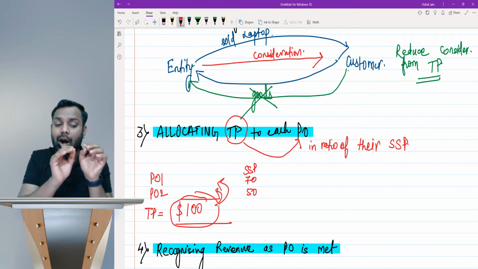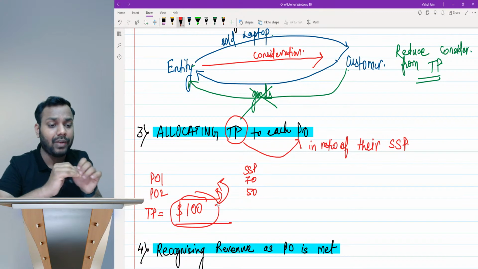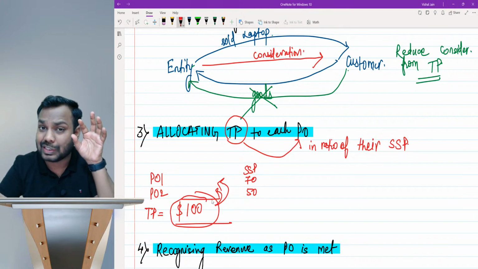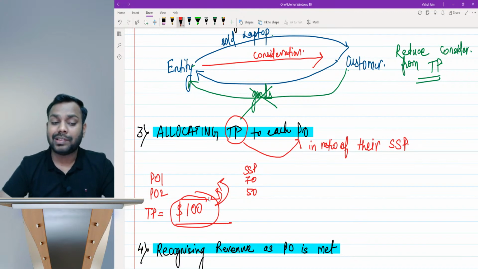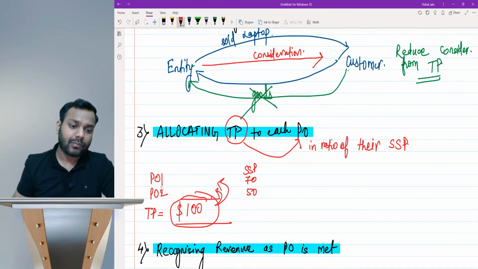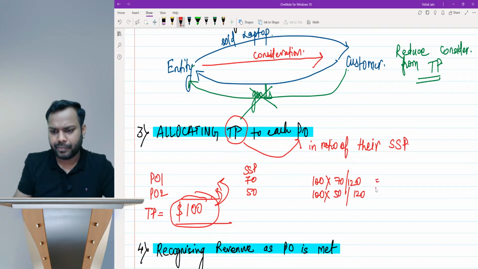This basically asks, how is performance obligation number 1 sold standalone in the market? If I am selling performance obligation number 1 solely, at what price will I sell it? The price is $70. If I sell performance obligation number 2 solely in the market, I'll sell it at $50, right? So what is the allocation? The allocation will be 100 into 70 by 120, and here the allocation will be 100 into 50 by 120.